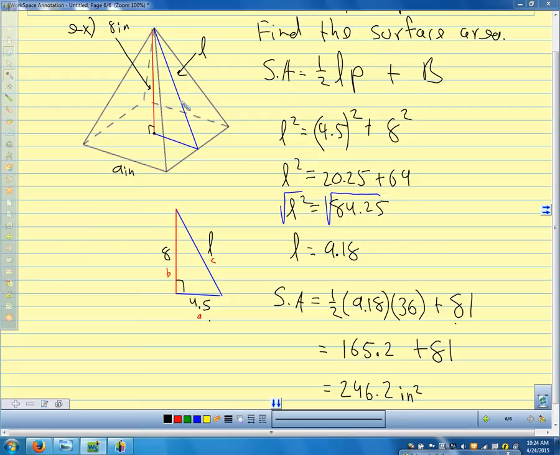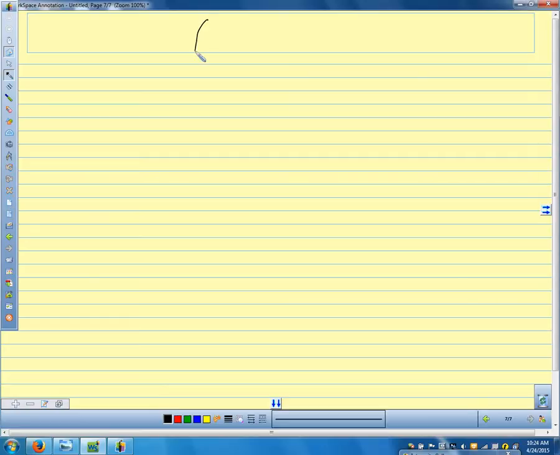So this little triangle inside your pyramid is going to be an important one to remember. That comes up often. All right, questions there? Okay. Cones.